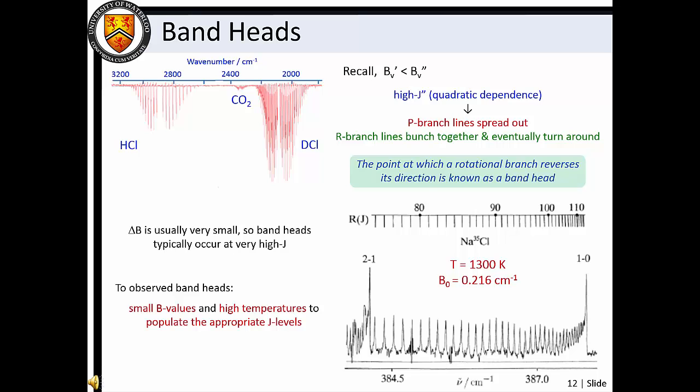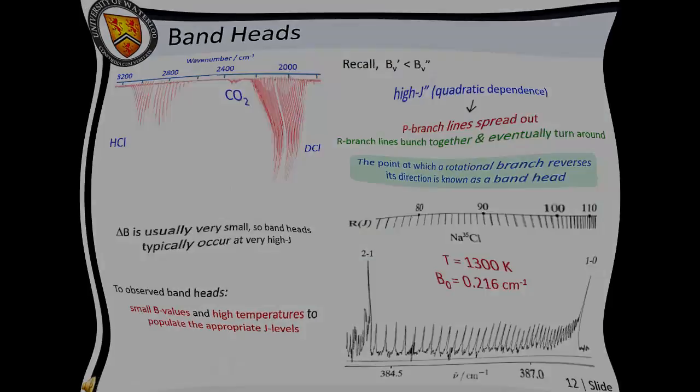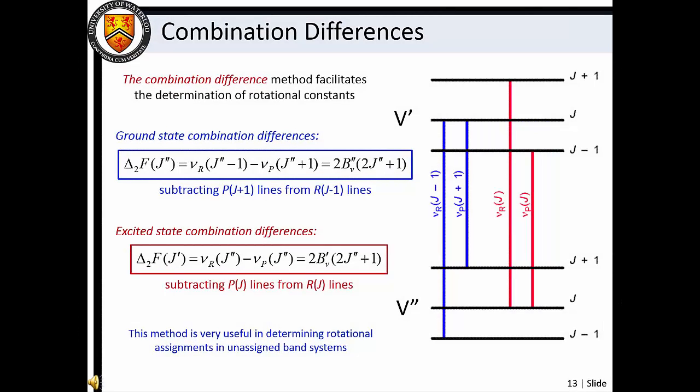The point at which a rotational branch turns around is known as a bandhead. Since the difference in rotational constants is usually relatively small, rovibrational bandheads typically occur at very high J values. Consequently, bandheads are usually only observed in vibrational spectra of very hot molecules. As we will see, low J bandheads are common in electronic spectra and can be observed in either the R or P branches. When analyzing rovibrational spectra, it is often beneficial to use the combination difference method to isolate the rotational energy level structure in one of the vibrational levels.